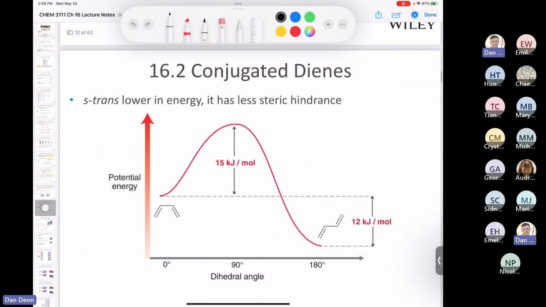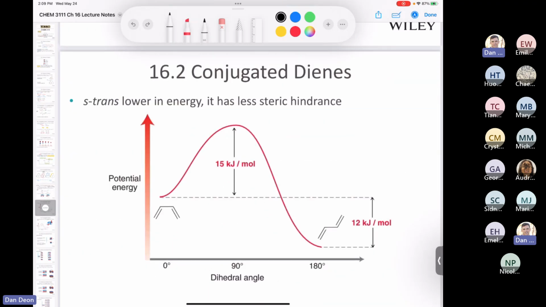So if we take a look here, in order to break that orbital overlap, it costs you 15 kilojoules per mole of energy. And I didn't ask you on the last slide, I should have asked you, which one do you think is more stable? And I'm sure you all would have guessed the S-trans, right? S-trans is more stable than the S-cis by 12 kilojoules per mole. Why? It's just because of steric hindrance. In this one, the two methylenes are blocking each other. Again, they have a dihedral angle of 0, whereas in here, there's no steric hindrance involved, in the S-trans versus the S-cis.